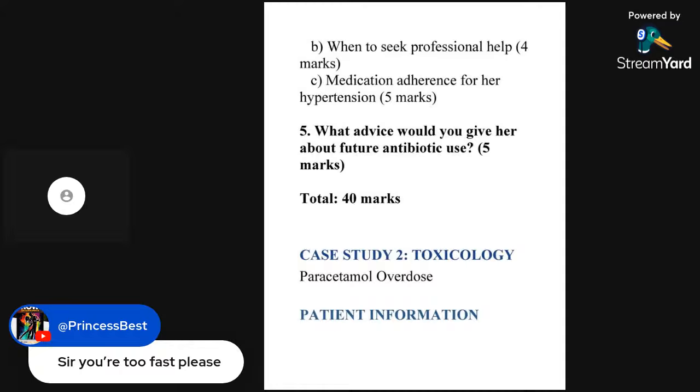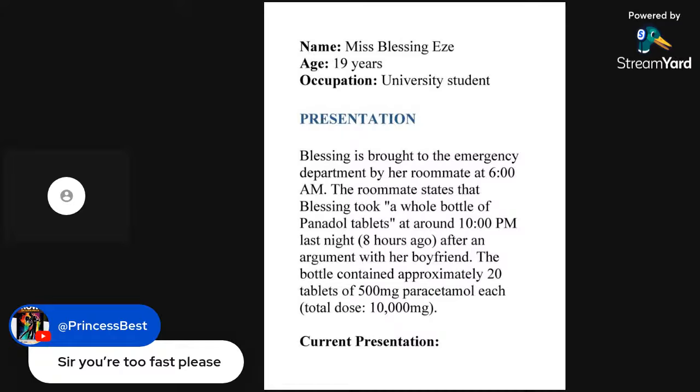Okay. So, case study 2, toxicology, paracetamol overdose. Name: Miss Blessing Eze, 19 years, university student, or probably college or nursing student, but I doubt. I don't think any of my students will try to commit suicide with paracetamol. I told you how slow the death is. Do you understand? All right.